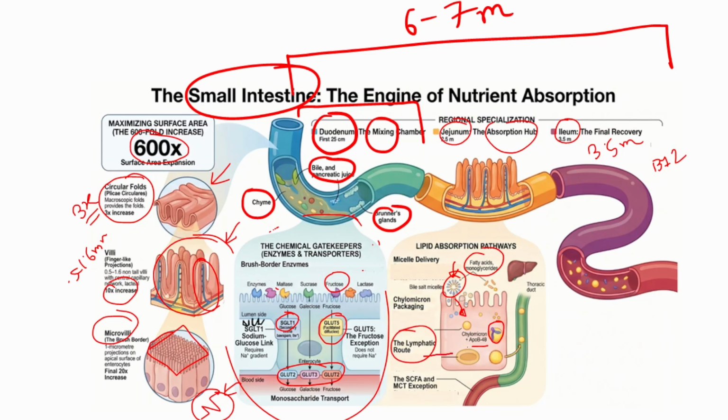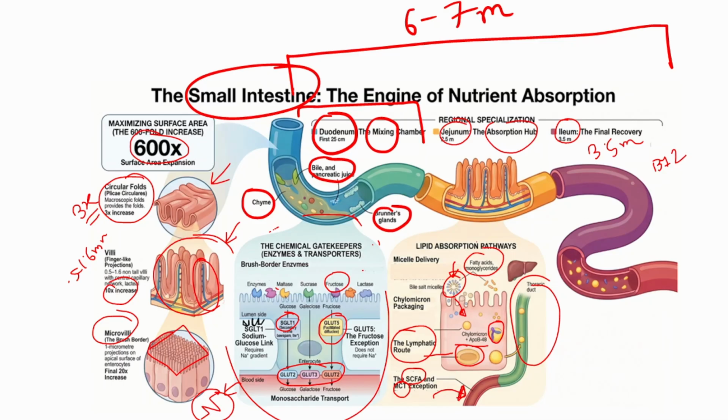This is the lymphatic route, you see. Through this lymphatic route, the chylomicrons enter the central lacteal to bypass the liver and travel upward via the thoracic duct. However, we must introduce a crucial exception to this lipid rule. The short-chain fatty acid, or SCFA, and medium-chain fatty acids cross the enterocyte membrane independently without micelle packaging or re-esterification, entering the portal blood separately. To be more precise, they directly enter the portal blood system. They don't need any carrier or micelle chylomicron formation.